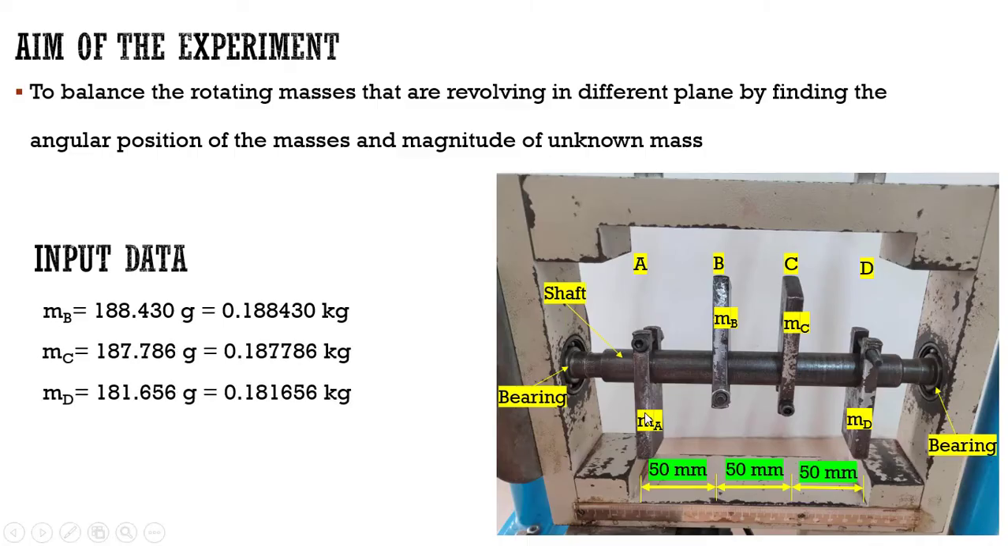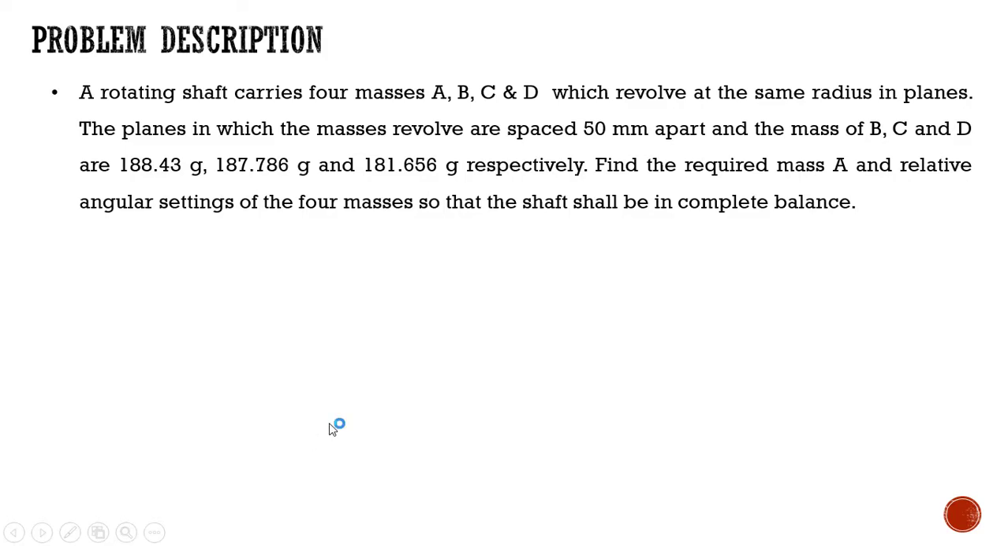The mass of A is not given. We have to find out the angular positions of these four masses as well as the magnitude of mass A. Mass B, mass C, mass D are provided. The problem description is formulated by using this given data. Let me read that. A rotating shaft carries four masses A, B, C, D, which revolve at the same radius in planes. So all these four masses have the same radius. There is no difference between them.